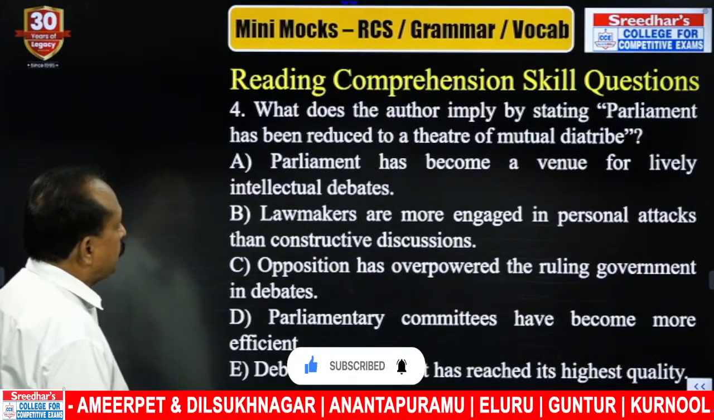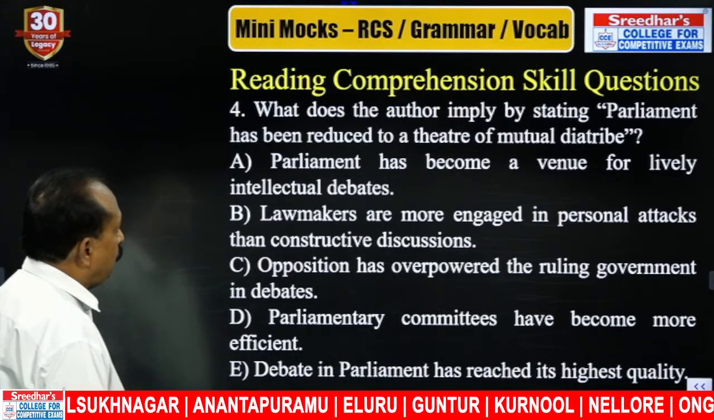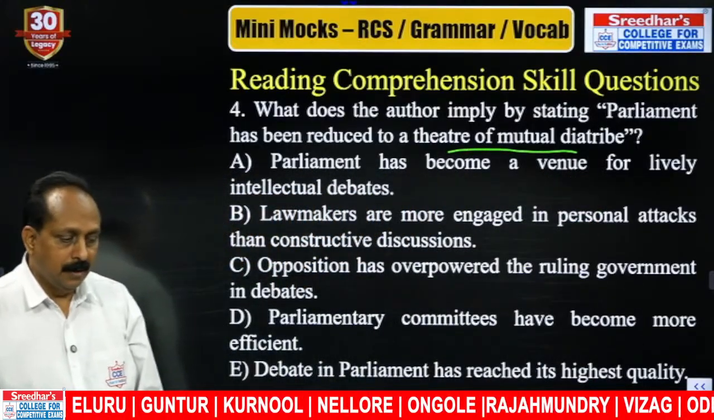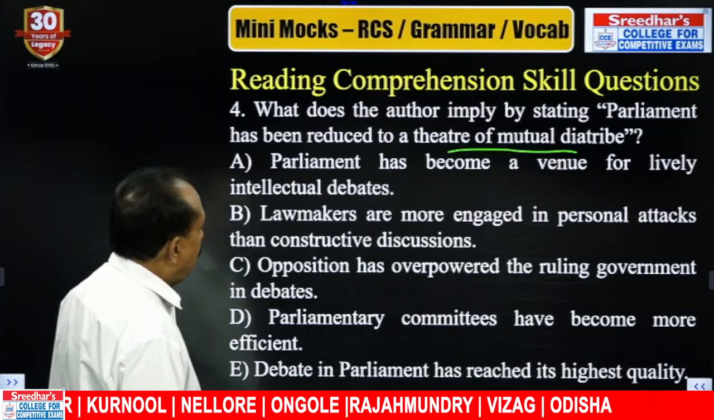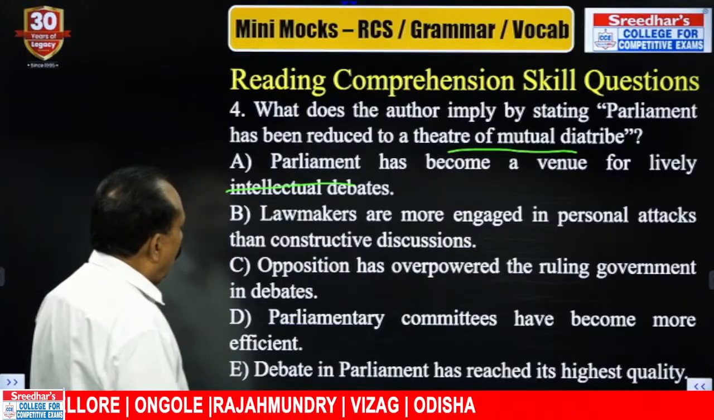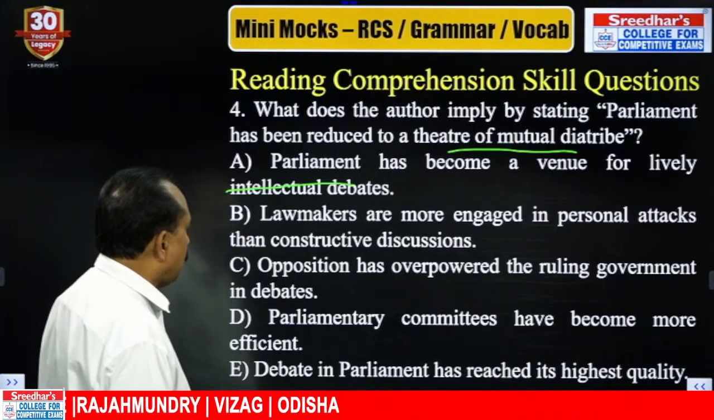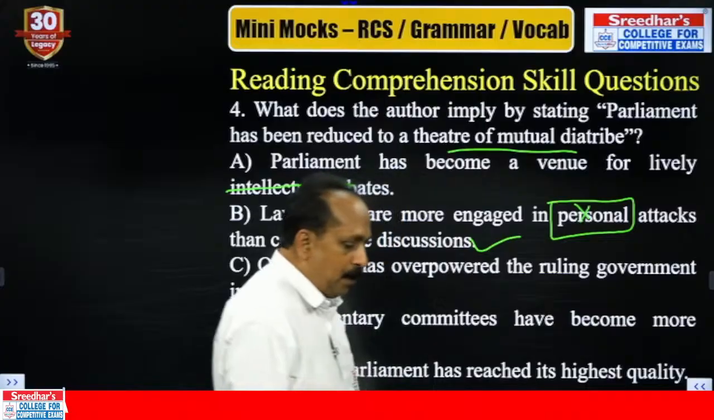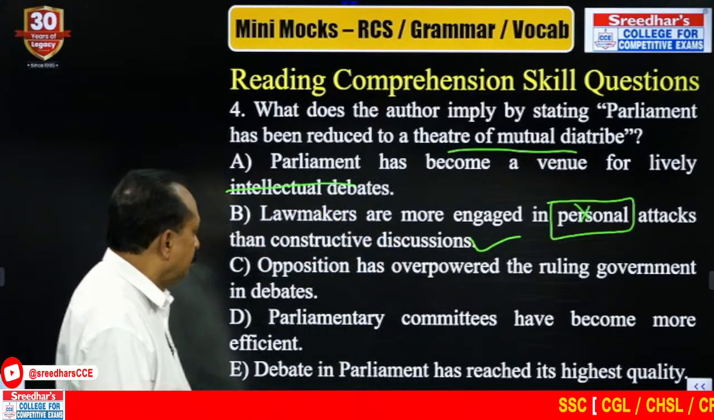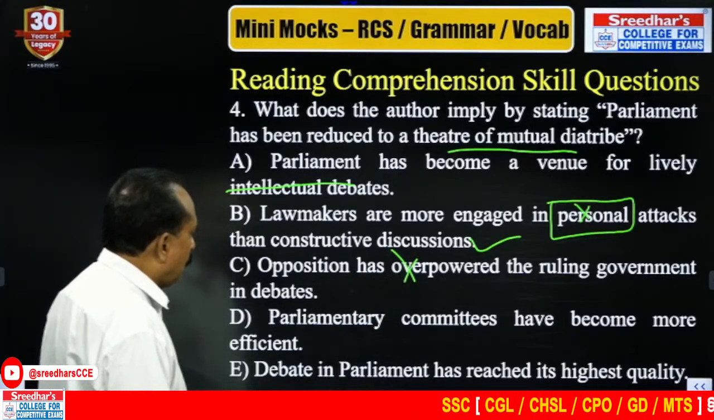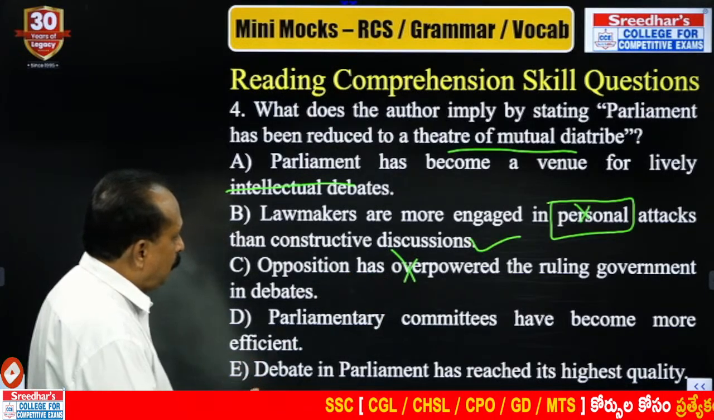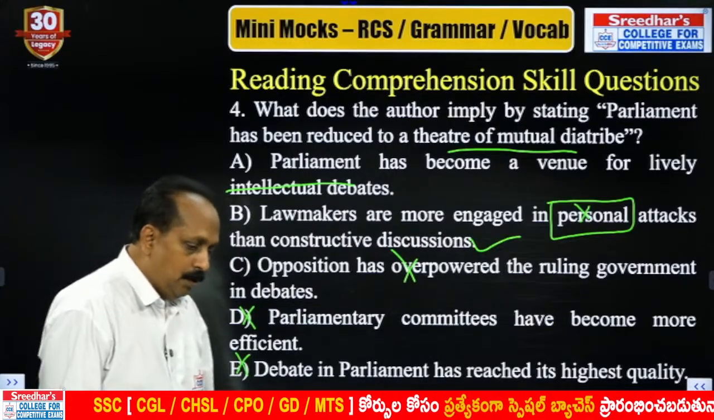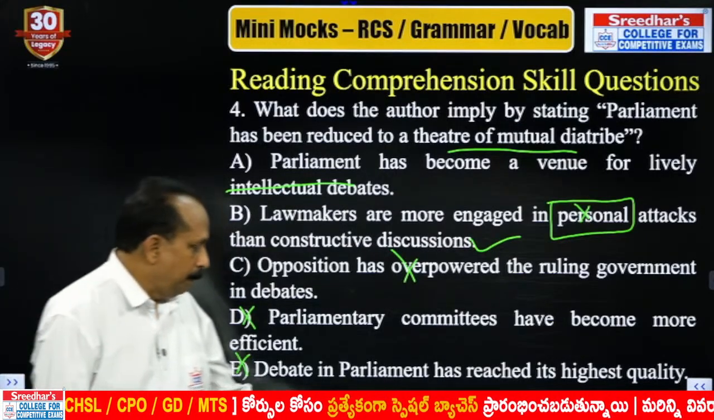What does the author imply by stating Parliament has been reduced to a theatre of mutual diatribe, mutually attacking each other? What does it mean? Has become a venue for lively intellectual debates. Lawmakers are more engaged in personal attacks and constructive discussions. This is the answer, but in the editorial, you don't come across the word personal. In attacks, then it is acceptable. Overpowered, impossible. Opposition cannot overpower. Parliamentary committees, once they were good, but now no longer reached its highest quality. There's no debate as such. That's why this has been written. B is the answer.